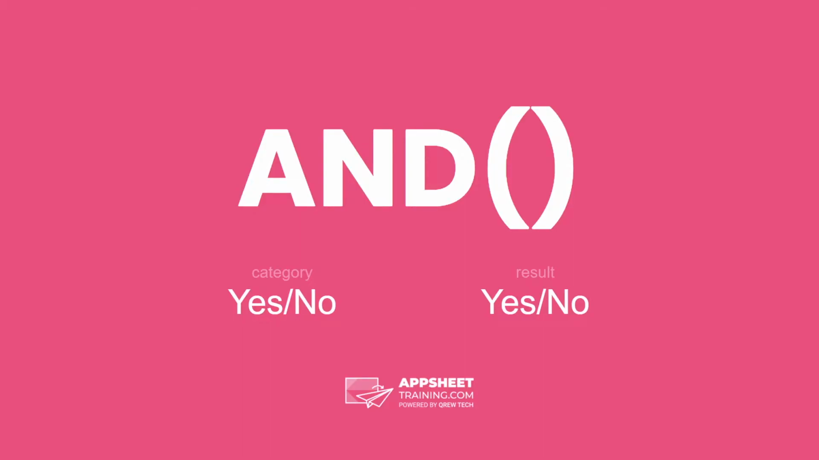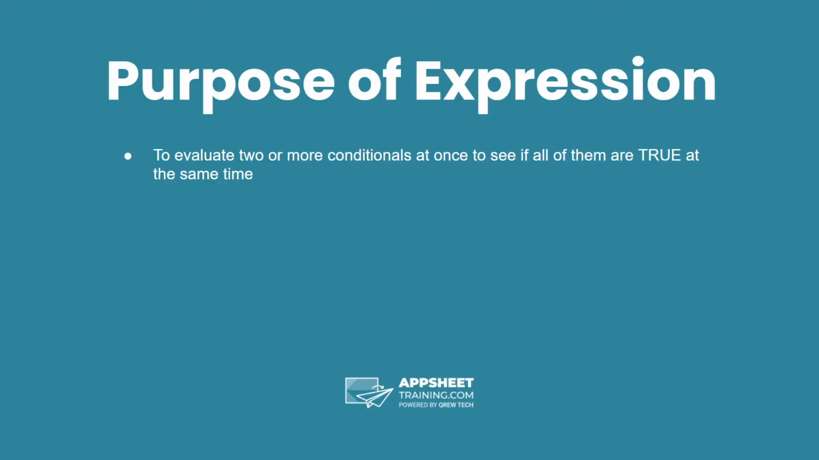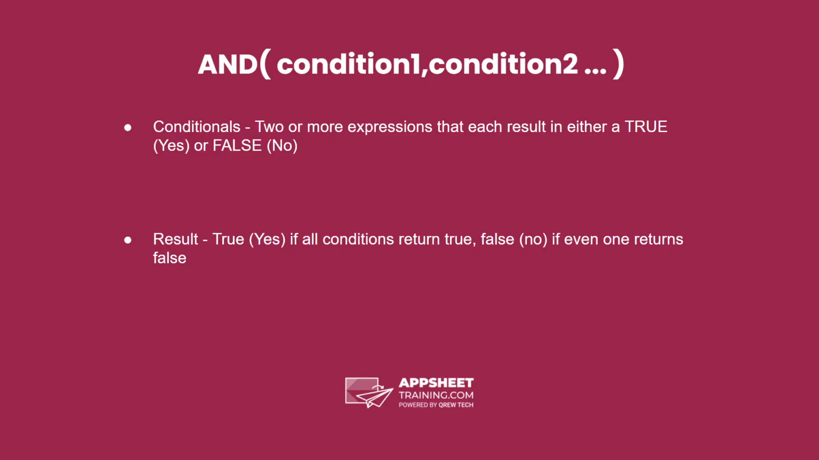The AND expression is in the category yes, no, and has a result of yes or no. The purpose of this expression is to evaluate two or more conditionals at once to see if all of them are true at the same time. The syntax is the word AND, an open parentheses, and as many conditional statements as you want.